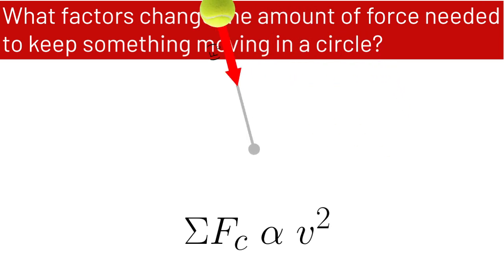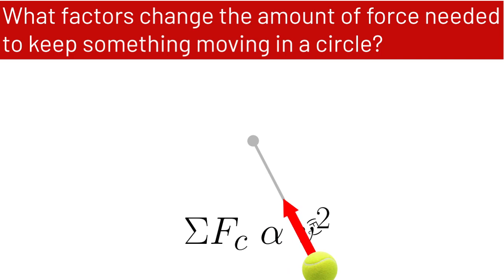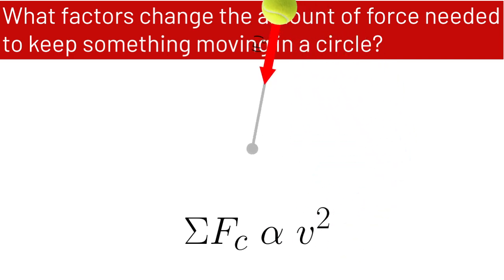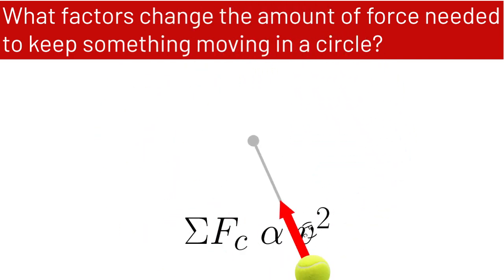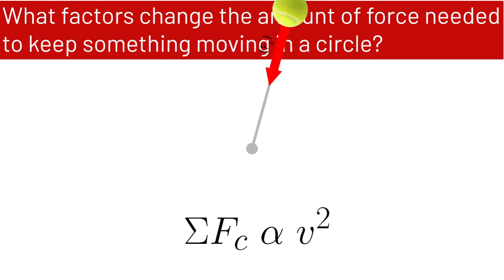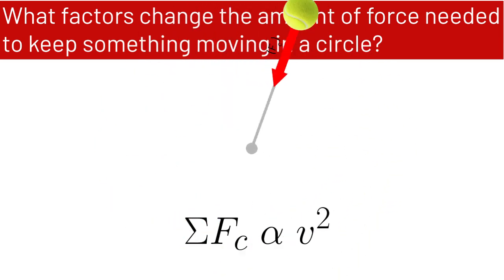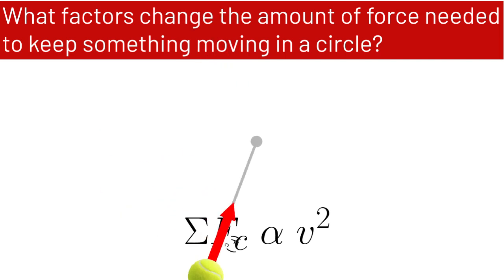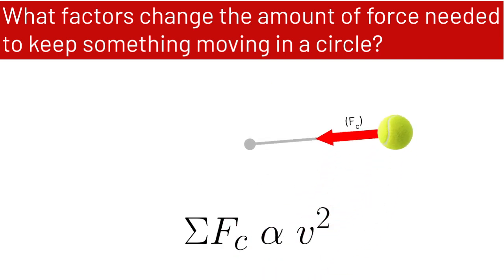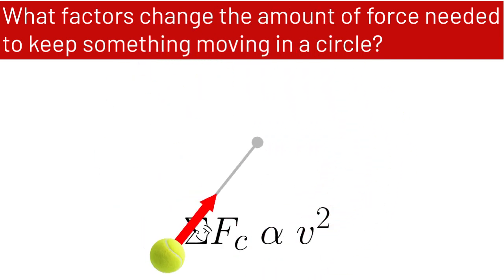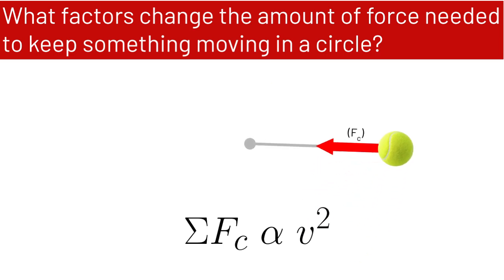And the centripetal force is directly proportional to the square of the velocity of the tennis ball. That's the tangential velocity. So the faster the tennis ball goes, the greater the force. And that's squared, so the velocity squared is directly proportional to the amount of force it takes to swing the ball.